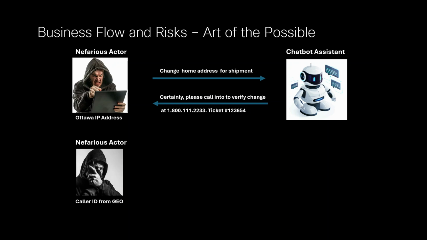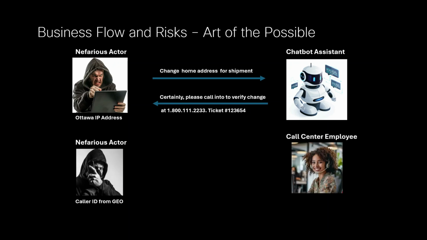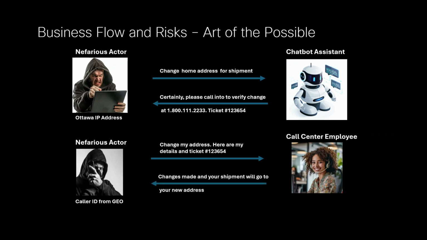And so a little bit later, the caller comes in, and this time the geo is from a different location. They call into the call center, a different application, and they say, listen, I need to change my address. I was talking to the chatbot. Here are my details. There's the ticket number. Maybe a couple more vetting questions to validate the individual. And sure enough, that was successful and the address gets changed.